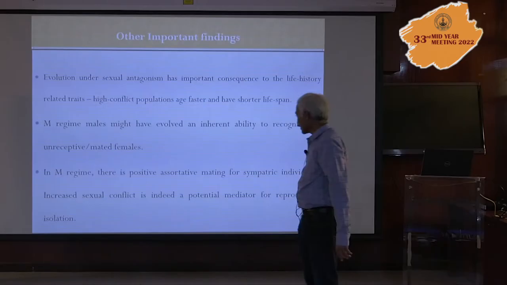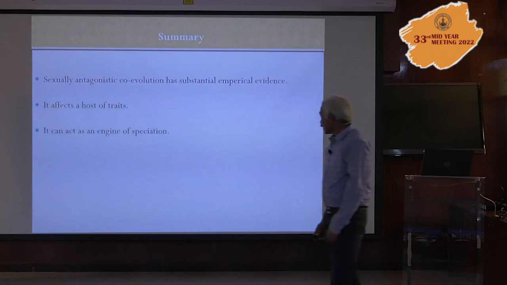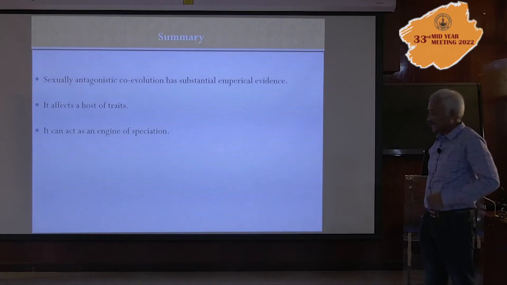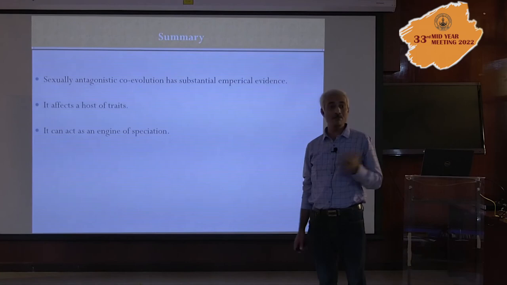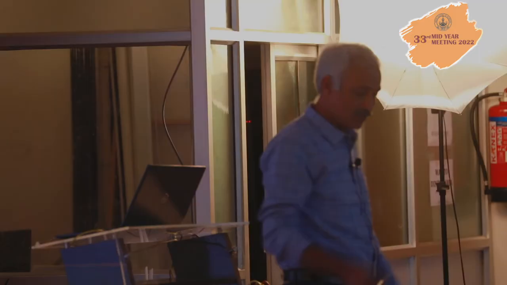Right? So, to summarize, what our work shows is that there is strong empirical evidence for interlocus sexual conflict. And conflict affects a large number of traits, be it immunity, life history, cognition, everything. And more importantly, it can also act as an engine of speciation.